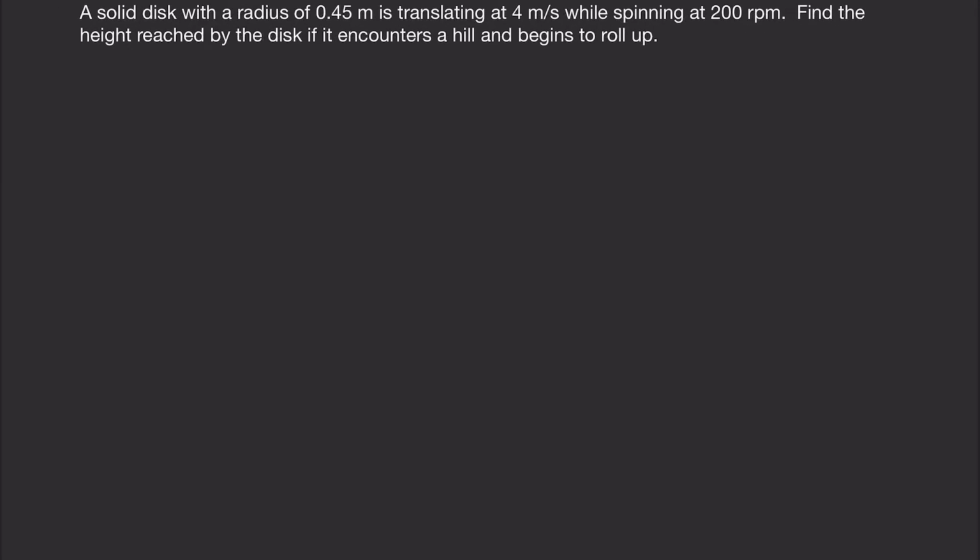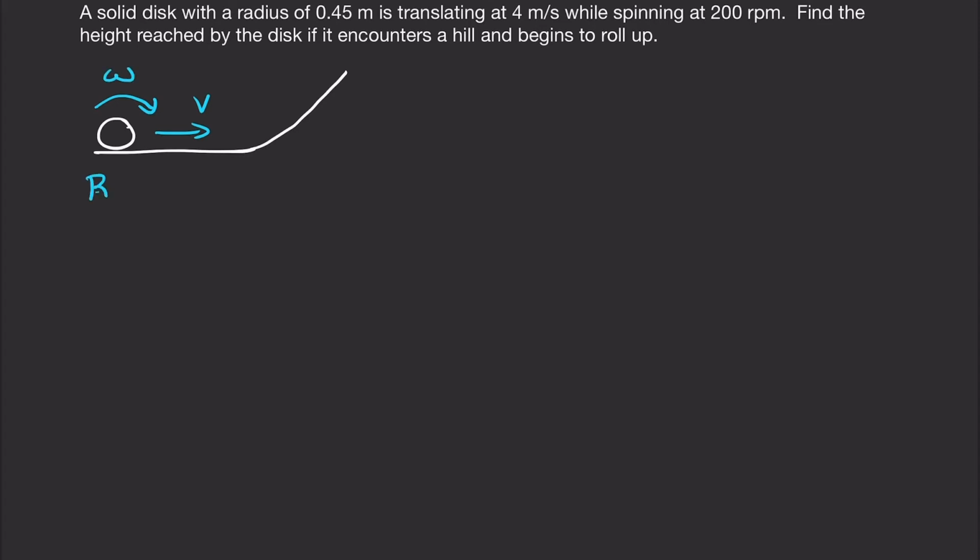Next problem, we have a solid disk with a radius of 0.45 meters is translating at 4 meters per second while spinning at 200 RPM. Find the height reached by the disk if it encounters a hill and begins to roll up. So here we have a solid disk that is rolling and then it encounters a hill. It is both translating with some velocity v and rotating with some angular velocity omega.